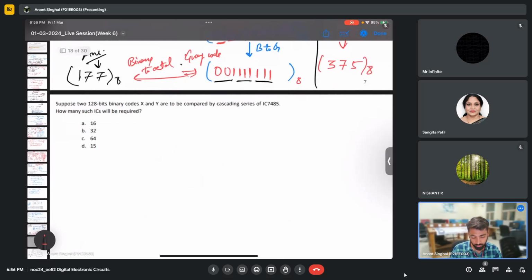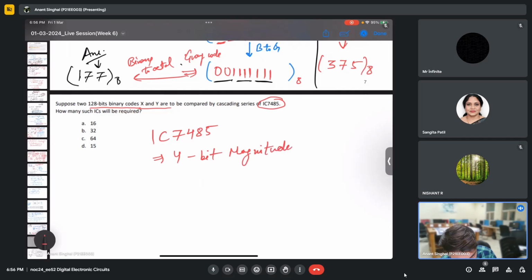So now, okay. So we have two 128 bit binary codes of X and Y to be compared by. Okay. So this is again a knowledge based question that you need to have. So this is an IC 7485. So you need to be aware that this is a 4-bit magnitude comparator.